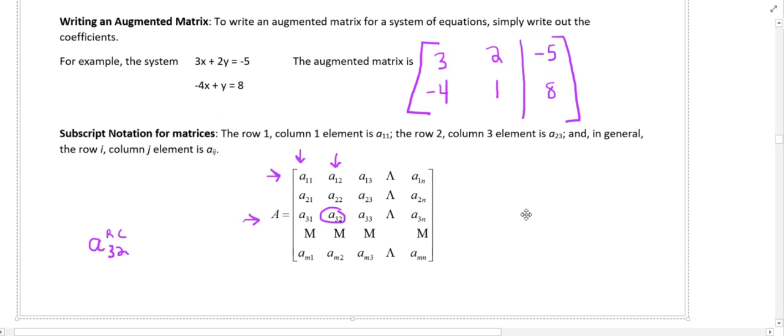And that's where we're going to stop with matrices for today. We'll continue with that, doing some more operations with them in our 11.3 lesson.